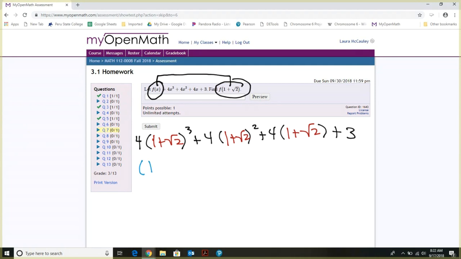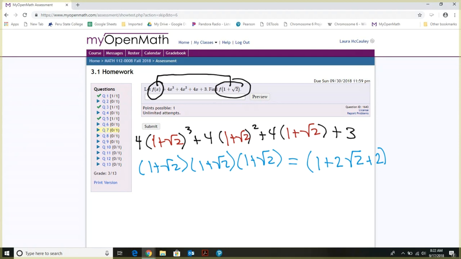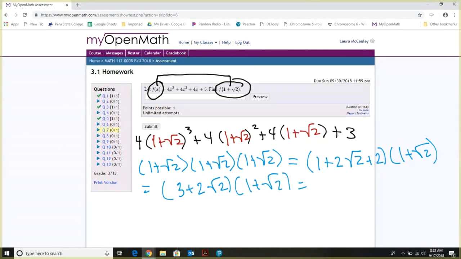So we got 1 plus the square root of 2 times 1 plus the square root of 2 times 1 plus the square root of 2. I'm just going to multiply the first two together. So 1 times 1 is 1, plus 2 square roots of 2. That's the outer and the inner. And for the last ones, notice that's the square root of 2 squared, so that's really just 2. So now what we actually have is 3 plus 2 square root of 2 times 1 plus the square root of 2. So let's FOIL this one.